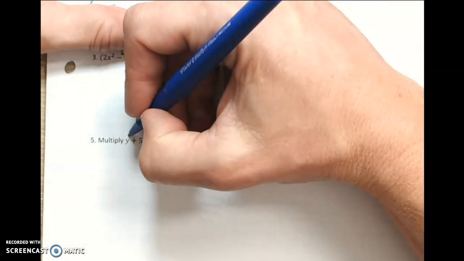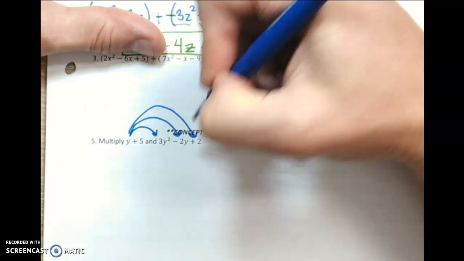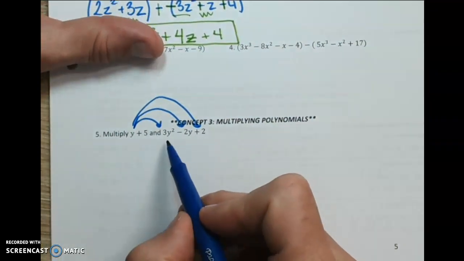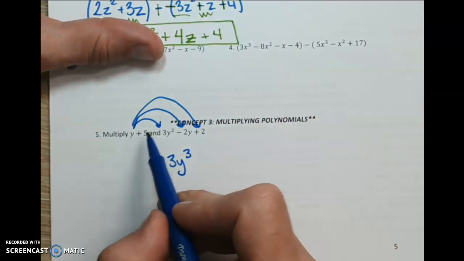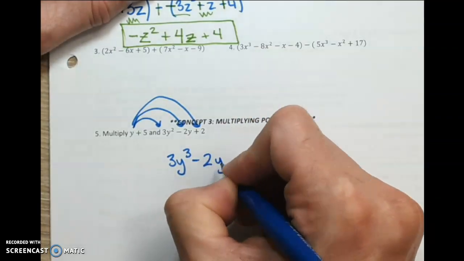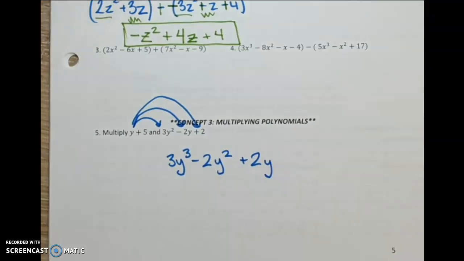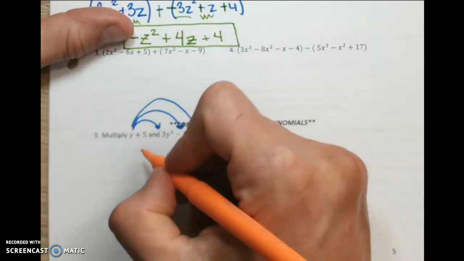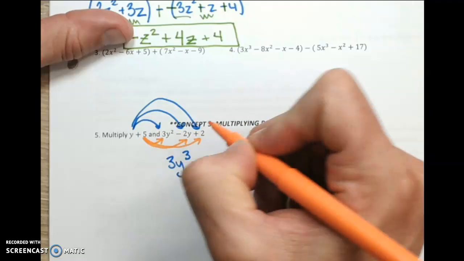I'm going to multiply the first term times all 3 terms here. So y times 3y squared is 3y cubed. Y times negative 2y is negative 2y squared. Y times 2 is 2y. Alright, I'm also going to do the same underneath this, or I'm going to do 5 times 3y squared, 5 times 2y, 5 times 2.